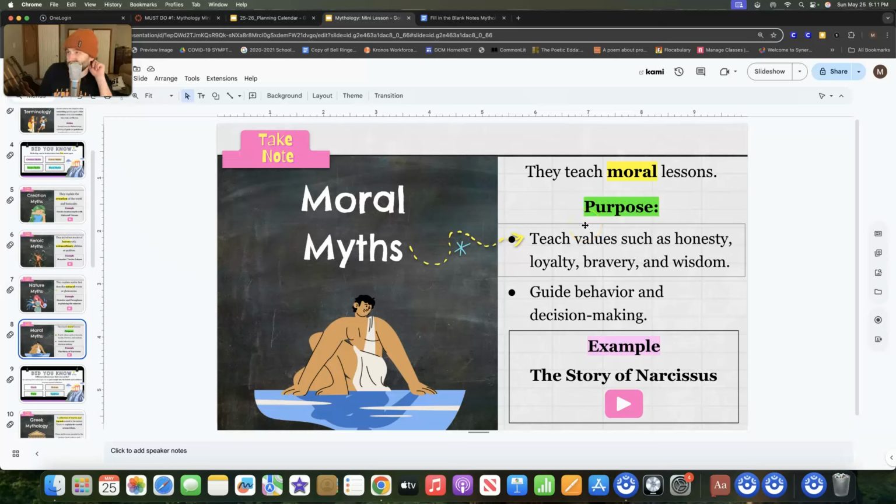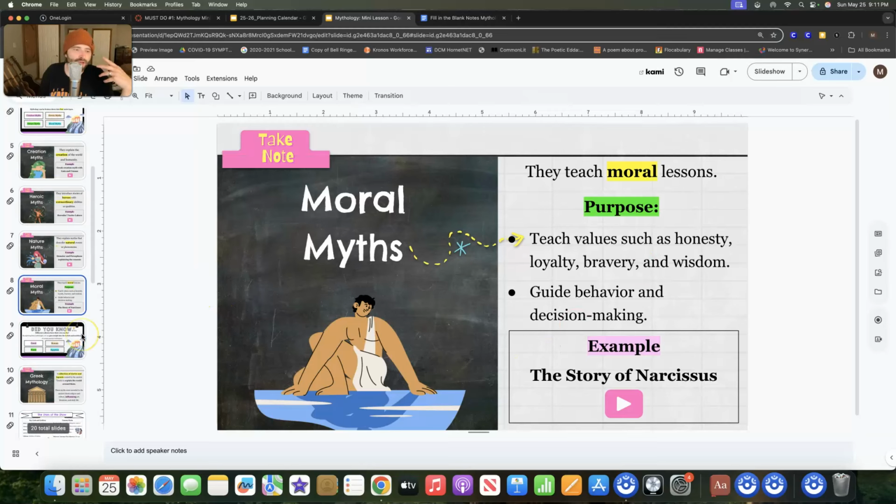Not to say that they all don't teach morals, because I feel like they do, but these ones really nail home the morals, especially here with Narcissus. So they teach moral lessons, teach values such as honesty, loyalty, bravery, and wisdom, and guide behavior and decision-making. You can see all 4 of these things come across in our world. We just explain them differently, okay?